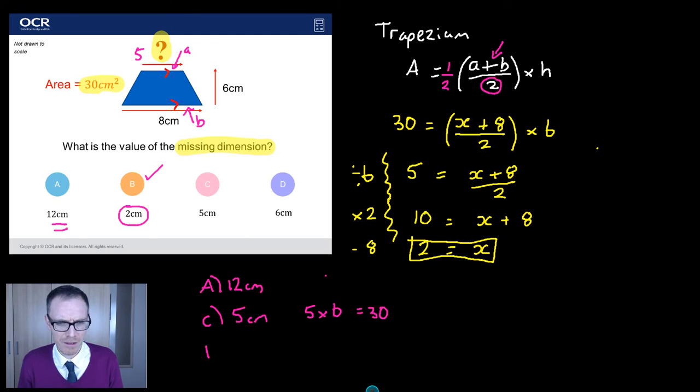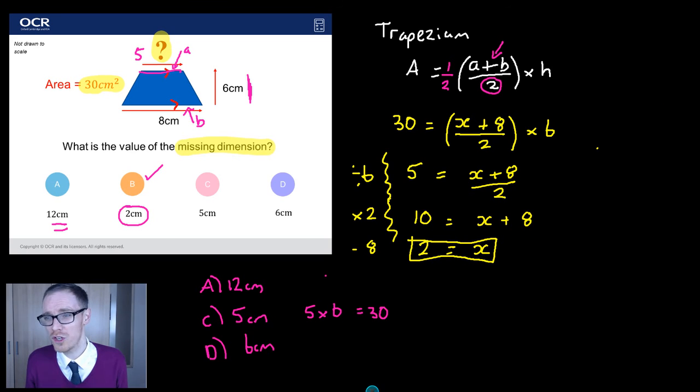And finally, what about D? 6 centimetres. Well, this is a classic. I've been there myself. Have a look at it. You don't know how to do it. So you think, oh, maybe get the ruler out. It looks about the same as this height there. That bit going across. So let's just have a guess. 6 seems sensible. Let's go for 6.